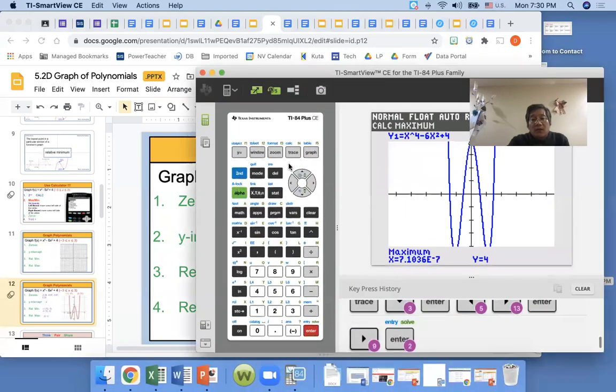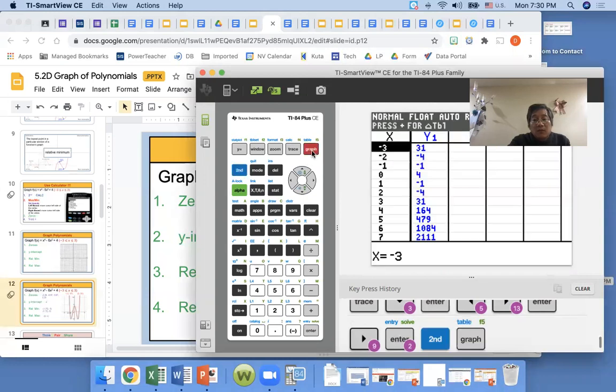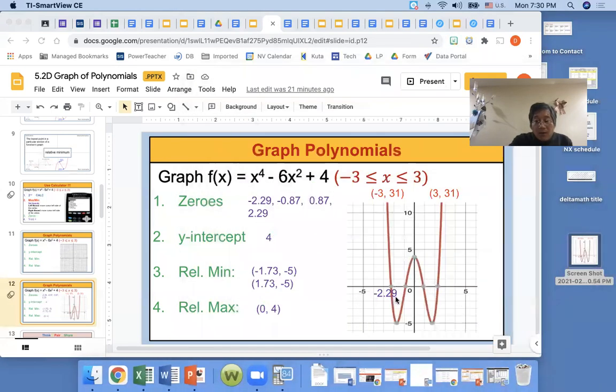And then you know how to look at the table here. You go to the second graph. You look at the table: -3, 31; -2, 4; -1, 0; up to 3, 31, right? Up to here, you plot all these points in the graph along with the zeros, relative minimum, and relative maximum, and then connect. It's not a straight line, okay? It's a curve.